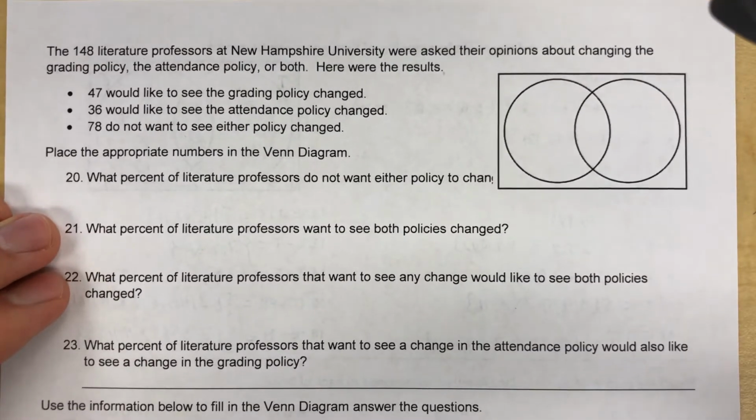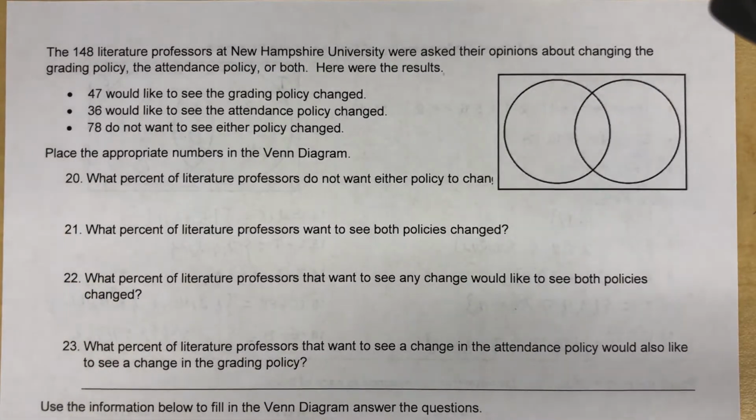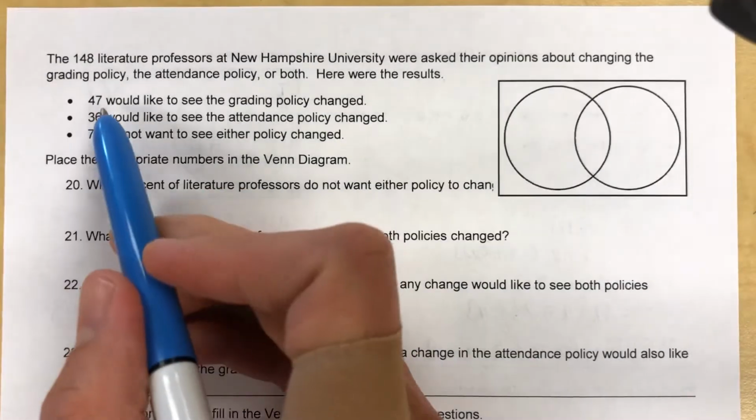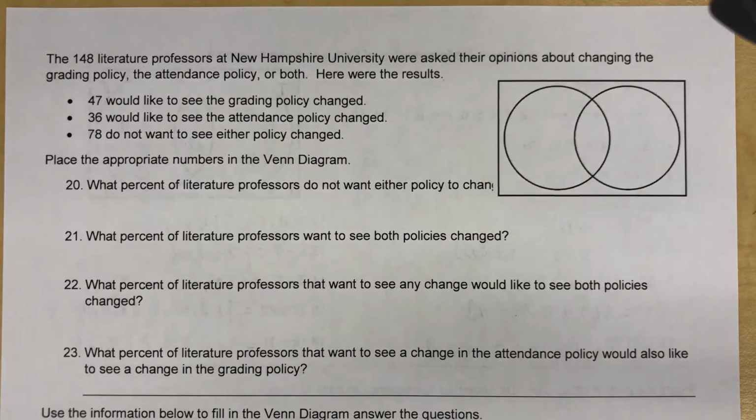The 148 literature professors at New Hampshire University, I made this up by the way, were asked their opinions about changing the grading policy, the attendance policy, or both. And here were the results. So we have these data right here. By the way, data is technically plural. The English language has shifted enough to where people can say, here is the data, where it's referring to data as singular, but technically that's not correct. But here are the data.